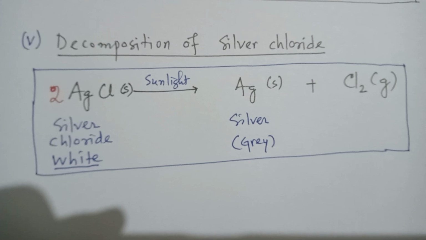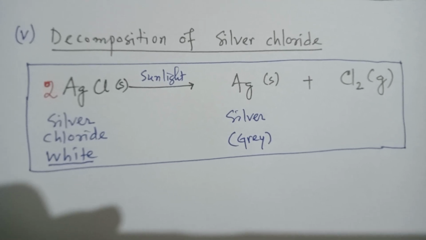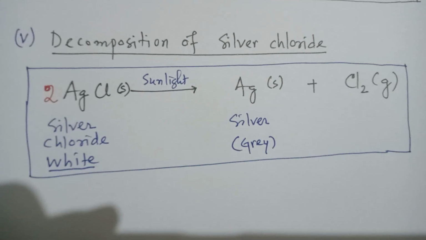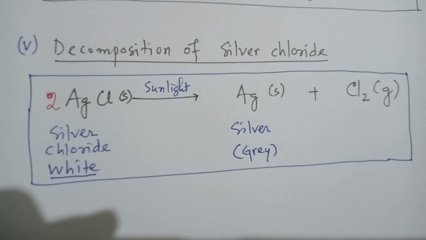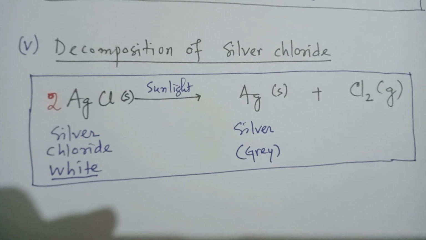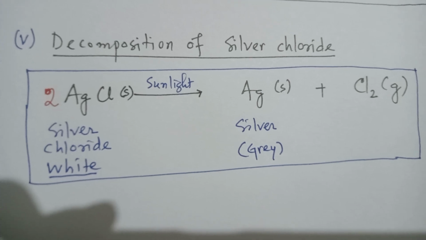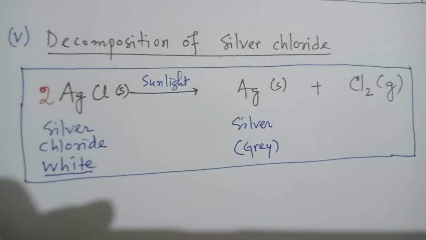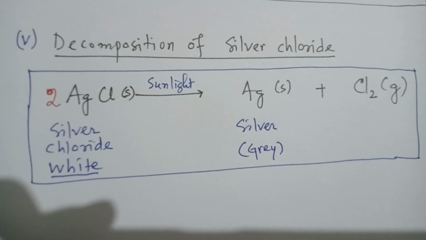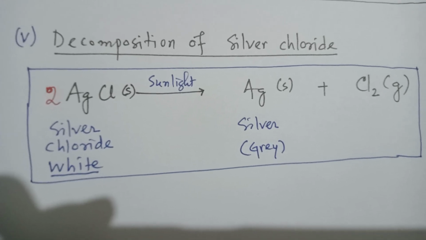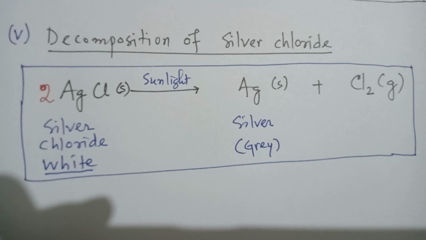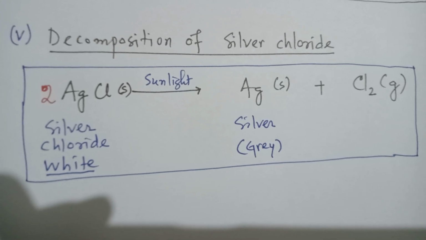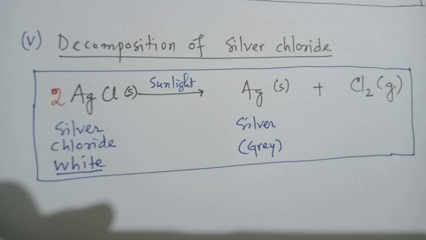The fifth example is decomposition of silver chloride. Silver chloride is white in color. When it is exposed to sunlight, it forms silver and chlorine gas. The silver is grey in color, so white colored silver chloride is broken down into grey colored silver and chlorine gas.